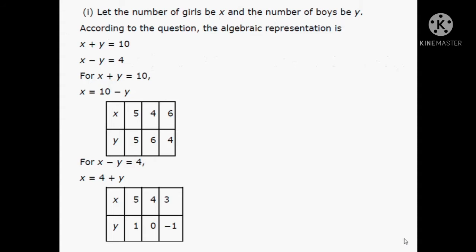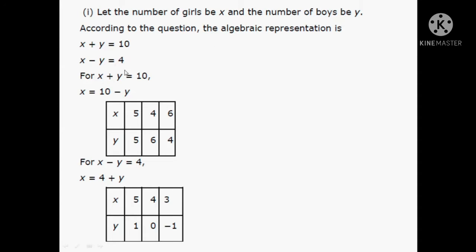Now let x be the number of girls and the number of boys be y. According to the question, the algebraic representation will be: the sum, x plus y, that is the number of girls plus the number of boys, will be 10, and their difference is 4. This is already given in our question.